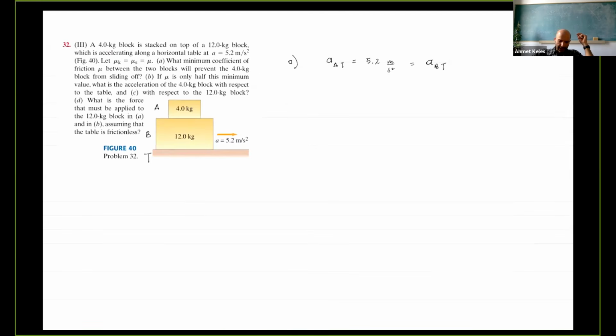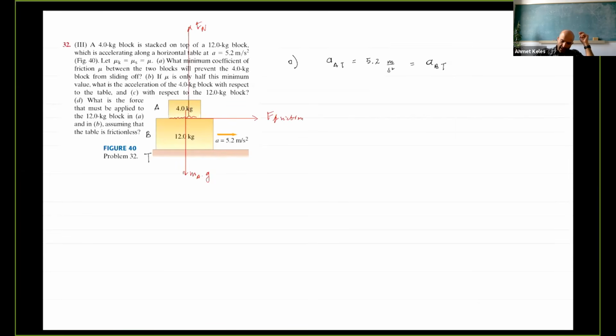And it seems like the only force on block A is the friction. So maybe I can draw the free body diagram. Here there's some friction. There's this guy, MA times G, and there's this normal force. Maybe I can put it all the way here. This is F normal. And the friction force should be acting this way so that the block moves, right? This is F friction.